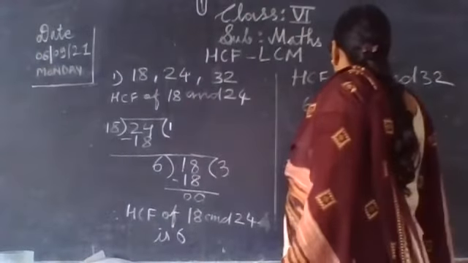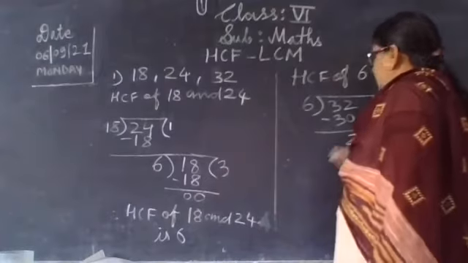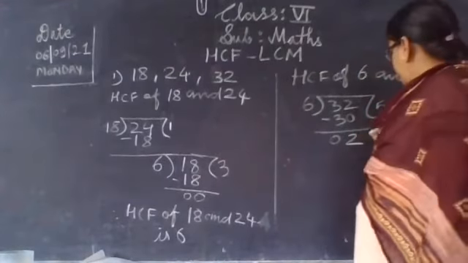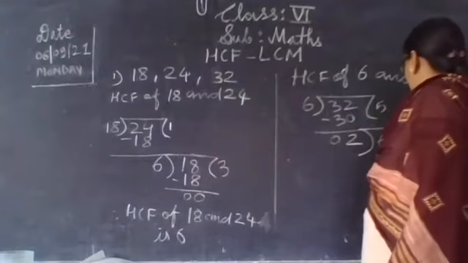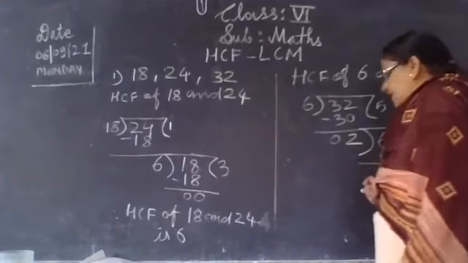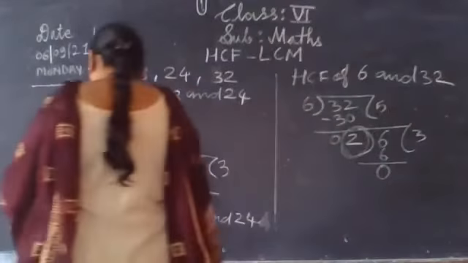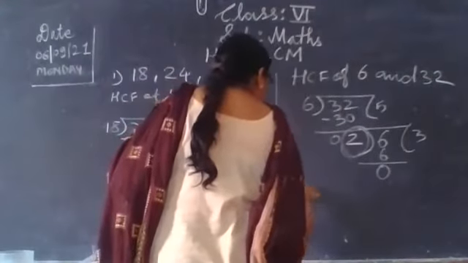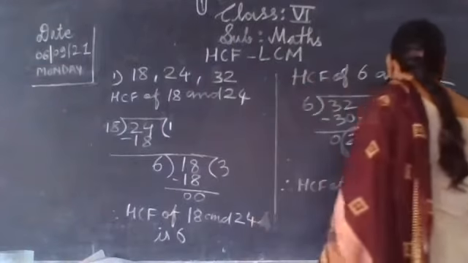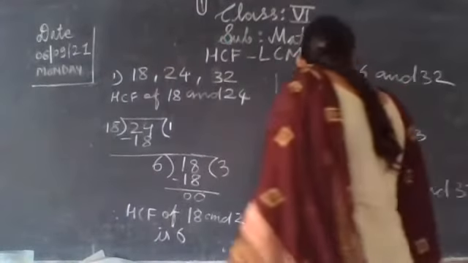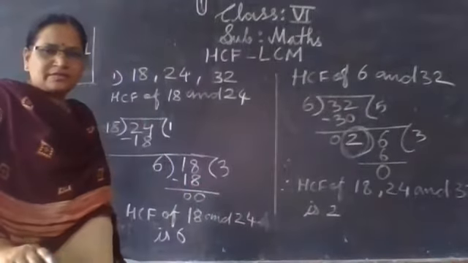Divide. 6 fives are 30. Remainder is 0. Yes, remainder is 0. That means what is our HCF? HCF is this divisor. Therefore, HCF of 18, 24 and 30 is 6. Got it, children? Okay.